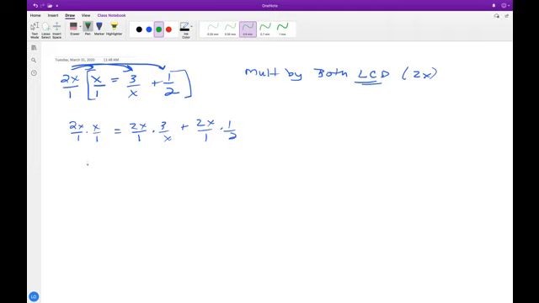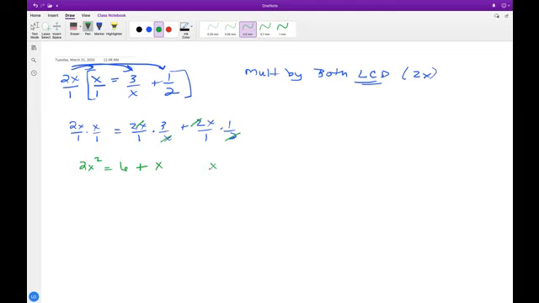So nothing to cancel here. This is 2x times x, which is 2x squared. I can cancel a factor of x here, which just leaves me with 6. And I can cancel a factor of 2 here, which just leaves me with x. So now I have eliminated all of the denominators.